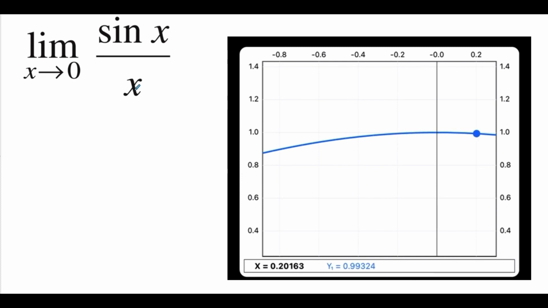So I'm going to try to approach 0 from each side. Looks like I get 0.99 or 0.999. So it looks like as we're getting closer and closer to 0, that y value maybe gets closer and closer to 1. So I'm going to go ahead and say the limit for this one is 1.